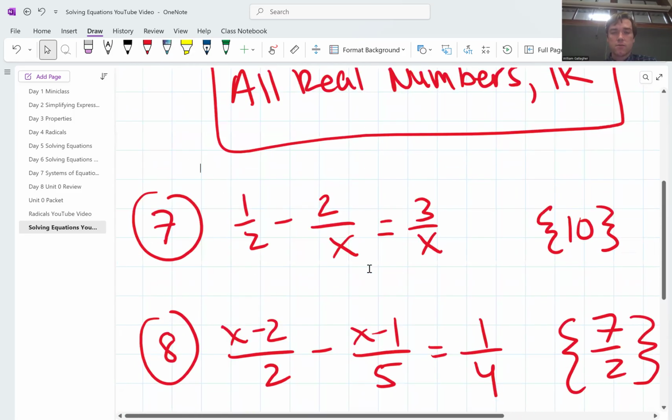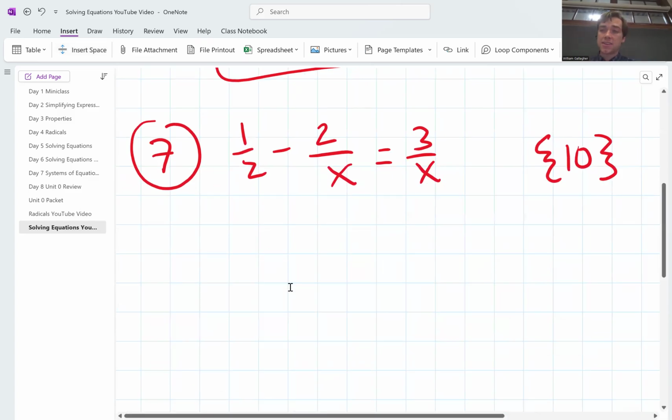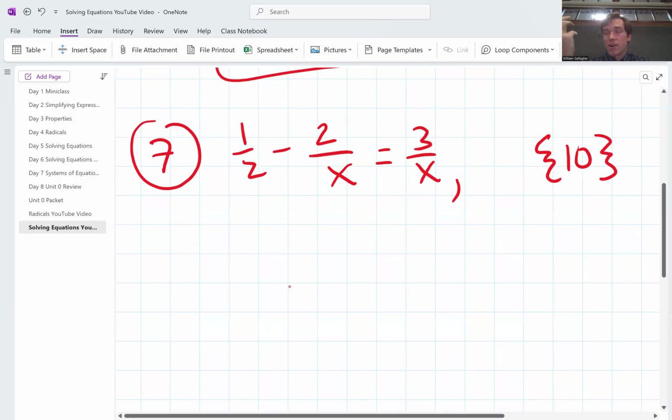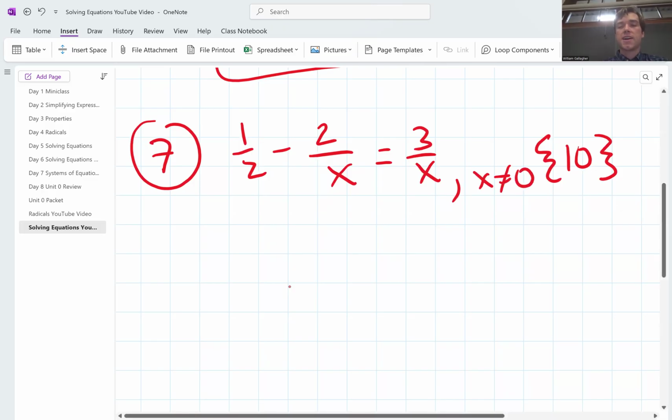For number seven here, before I do anything, I do want to flag that I have an x, or really any variable, in the denominator. And we talked about this in class. If a variable is in the denominator, when I check my work, I'm going to plug whatever value I get for x into the equation. In this case, if x were equal to 0, I can't do 2 divided by 0 or 3 divided by 0 because it will be undefined. So before I actually do any work, I just want to write to myself that x cannot equal 0.